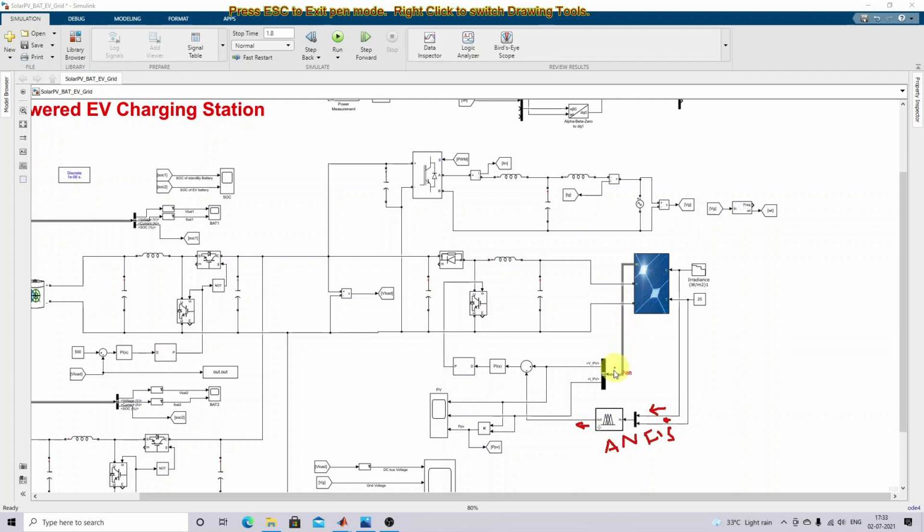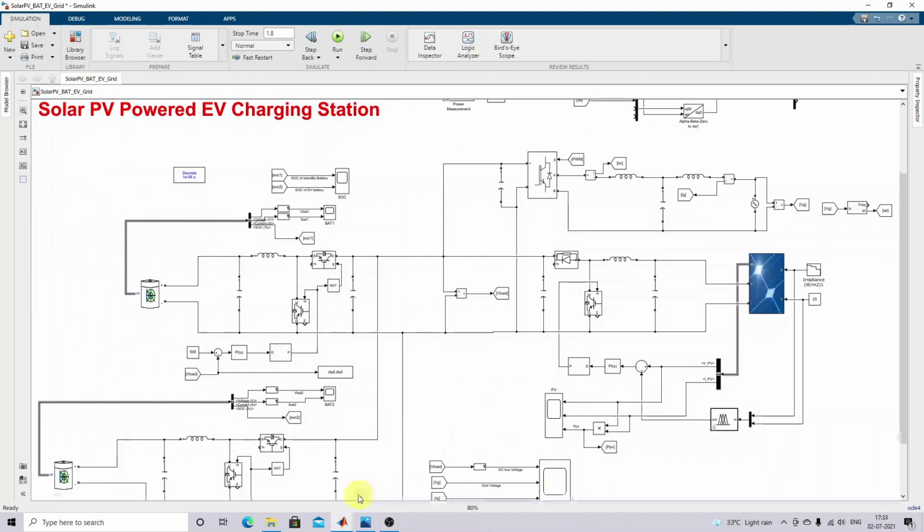Okay. So here we are measuring the PV voltage. This PV voltage is compared with the voltage reference from the ANFIS controller, and then it is processed via the PI controller, and then via the PWM generator to generate the pulse for this IGBT to extract the maximum power from the PV panel. Okay. So here we have another block, a scope block. This is used for measuring the PV voltage, current and power. So this is the arrangement of the solar PV system in the solar powered EV charging station.